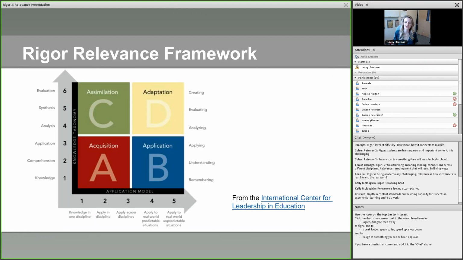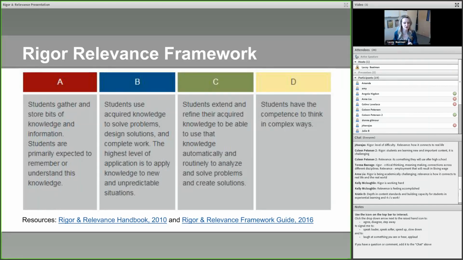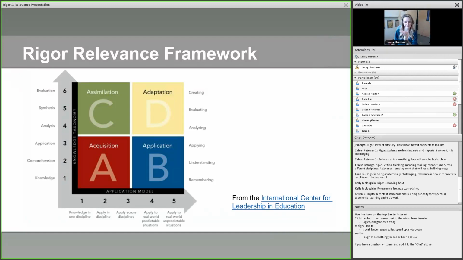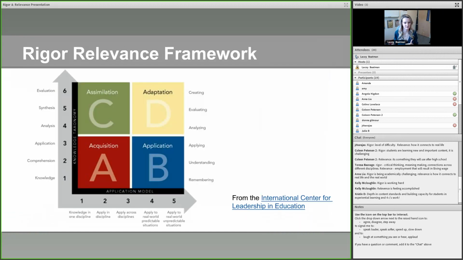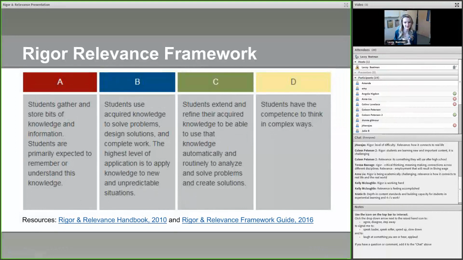I really like these columns because they show what the different quadrants mean. If we look at the A acquisition column, students gather and store bits of knowledge and information. Students are primarily expected to remember or understand this knowledge. So that's not very rigorous and not very relevant. That's the A quadrant. If we go to the B quadrant, over here, which has higher application, so it's more relevant and not as rigorous, students use acquired knowledge to solve problems, design solutions, and complete work. The highest level of application is to apply knowledge to new and unpredictable situations.